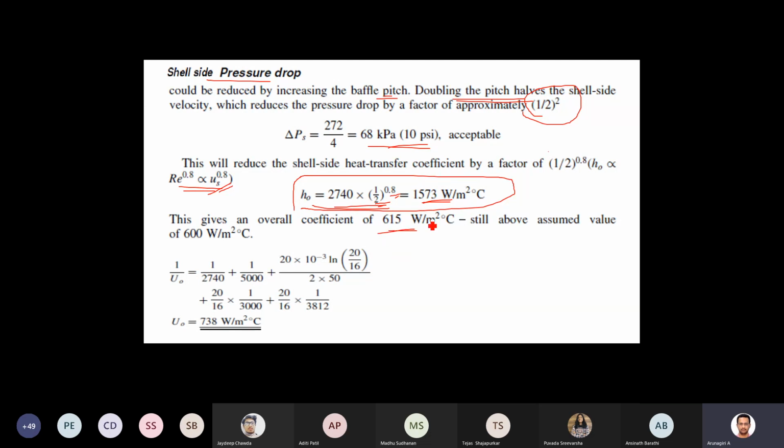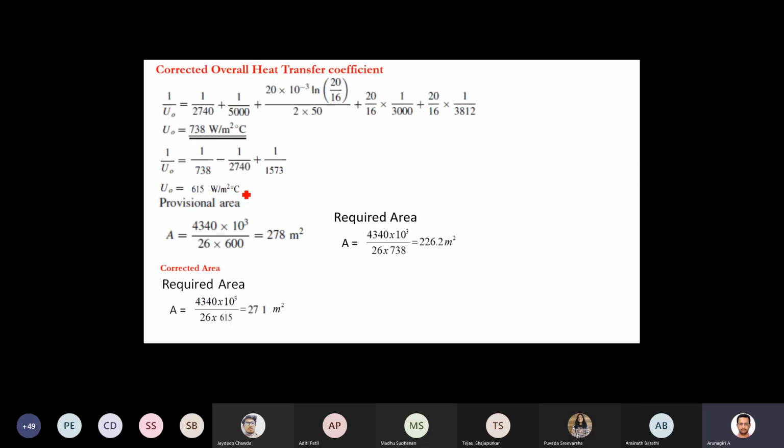Okay, so you can actually calculate this, and now you can calculate the overall heat transfer coefficient. That is 615. Whatever, this is also on higher side. So calculate the U naught. Then again find out the area. Then check the new area, corrected area, that is 271. Then this is also very close to 1. But already we have provided 278. So 278 is greater than 271. 278 divided by 271. So 1.02 times.